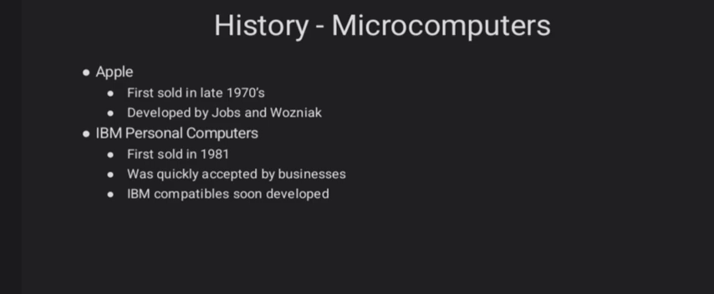Then Apple was first sold in 1970. It was developed by Jobs and Wozniak. Then we have IBM personal computers. It was sold in 1981. It was quickly accepted by the business.